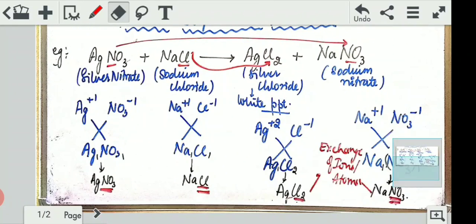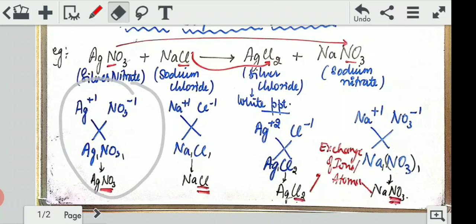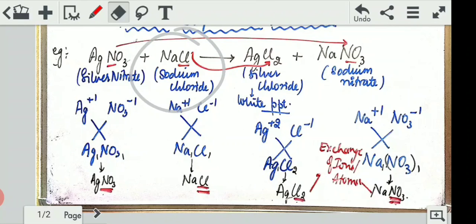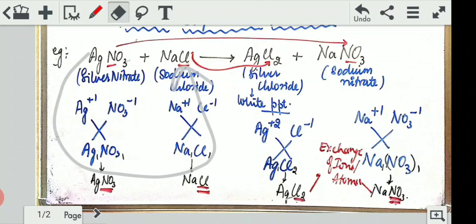So let's study how. I have taken an example of a double displacement reaction. You can see we have silver nitrate, AgNO3, right? And this is how it is formed: silver has valency +1, NO3 is -1, therefore it combines to form AgNO3. Plus it will react with NaCl, that is sodium chloride, Na+ and Cl-, and that forms NaCl. When both reactants react together, what will happen? Sodium will go and combine with nitrate, and silver will go and combine with chlorine.